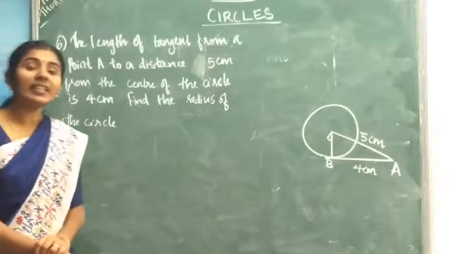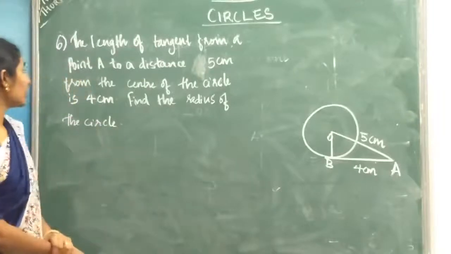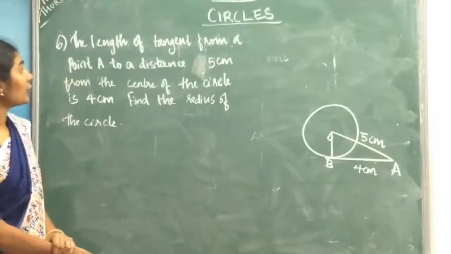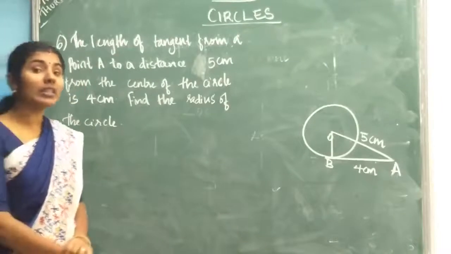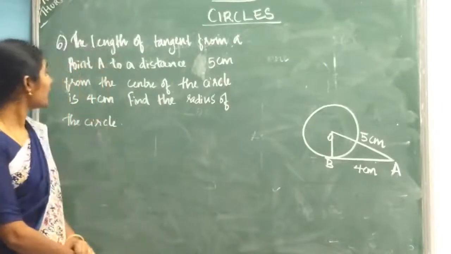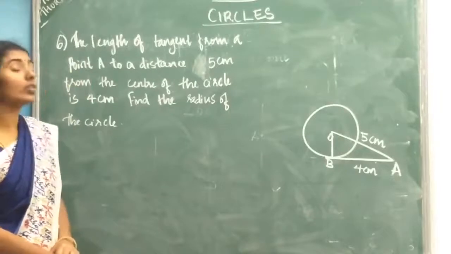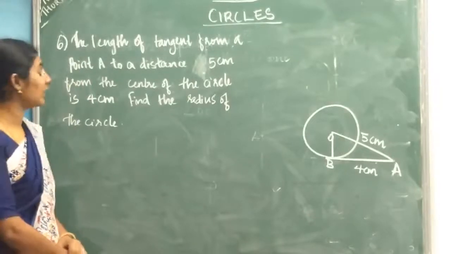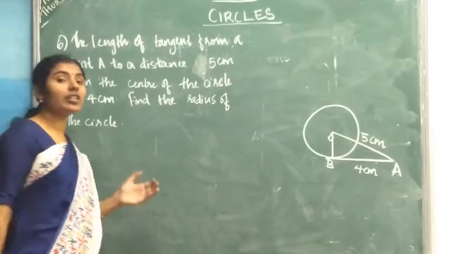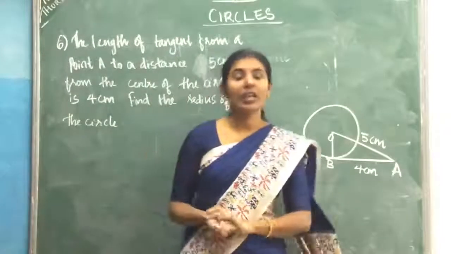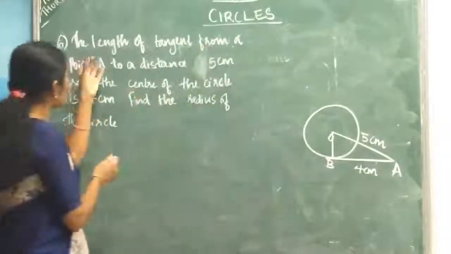Now we see the next question. What is the question? The length of tangent from a point A, at a distance 5 cm from the center of the circle, is 4 cm. Find the radius of the circle. When you are reading the question, what will you think? It's so difficult. So what will you do?